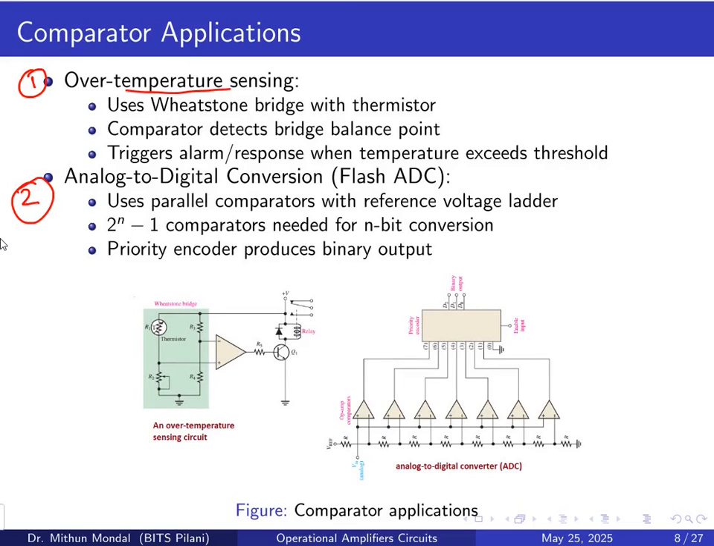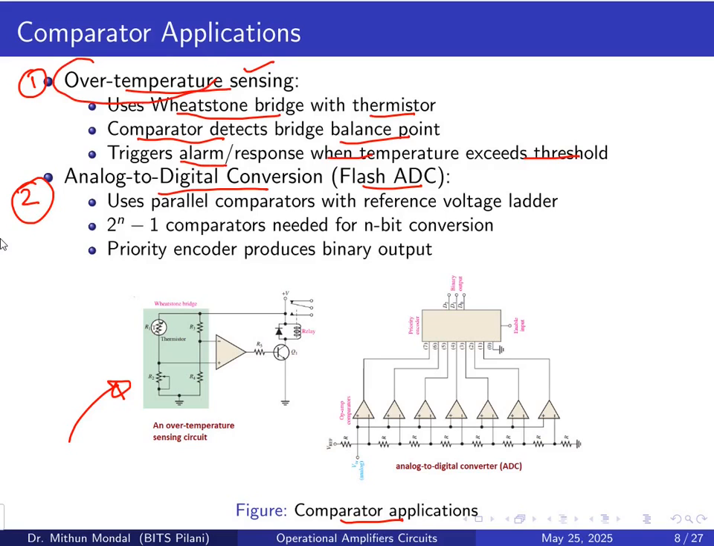The first application is basically temperature sensing, and the second one is the analog to digital conversion, which is known as the flash ADC. In the temperature sensing device, this is the circuit of temperature sensing using the comparator application. Here we use the Wheatstone bridge with the thermistor, which is a thermal resistor. In other terms, it uses the comparator to detect the bridge balancing point, and it will trigger the alarm or response when the temperature exceeds the threshold level.